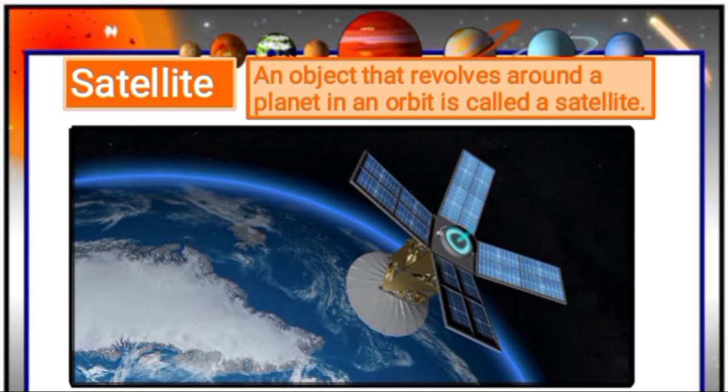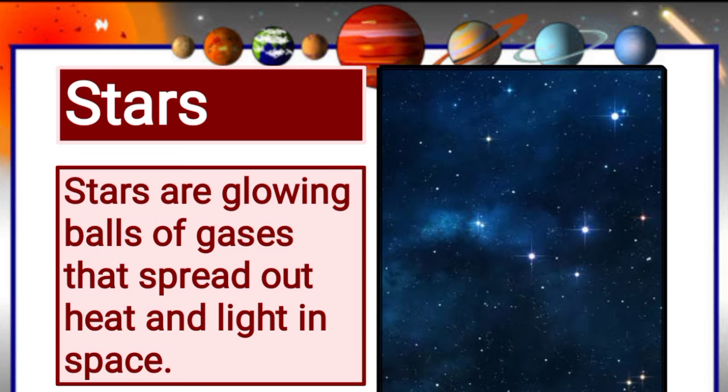An object that revolves around a planet in an orbit is called a satellite.